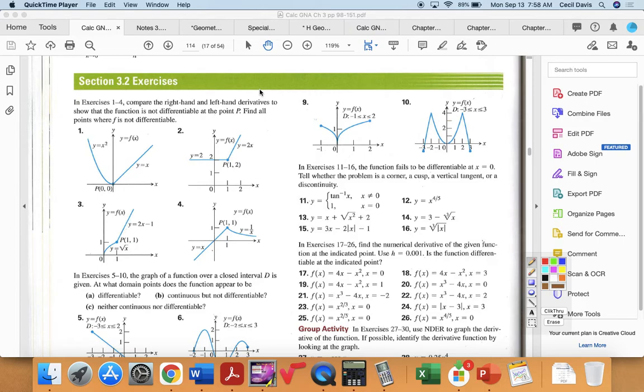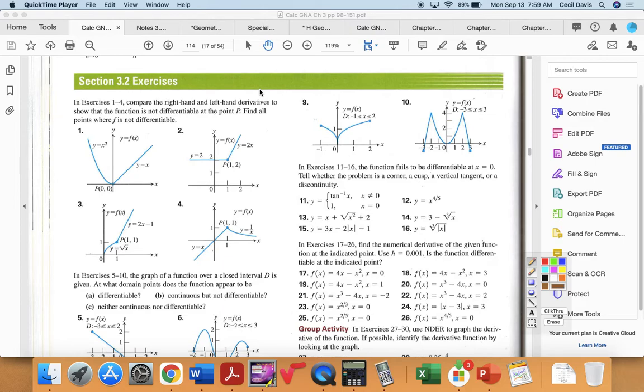Number 8, for part A, it's all points in the closed interval from negative 2 to 3, except for x equals negative 1, x equals 0, and x equals 2. Part B, x equals negative 1. Part C, x equals 0, and x equals 2. Number 10, all points in the closed interval from negative 3 to 3, except for x equals negative 2 and x equals positive 2. Part B, x equals negative 2 and x equals positive 2. And part C is none.